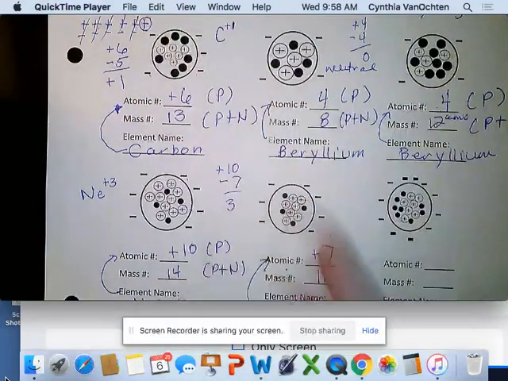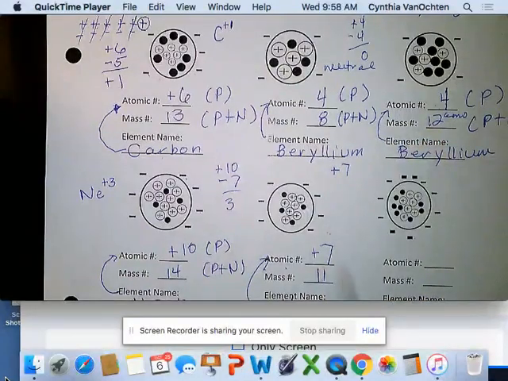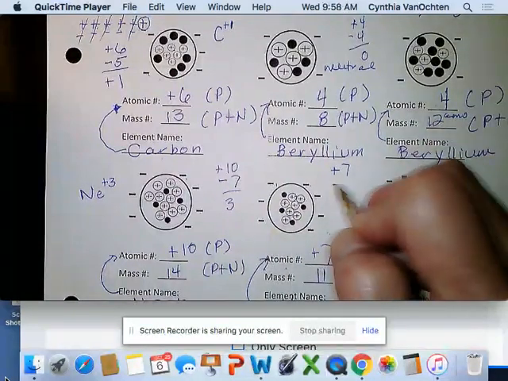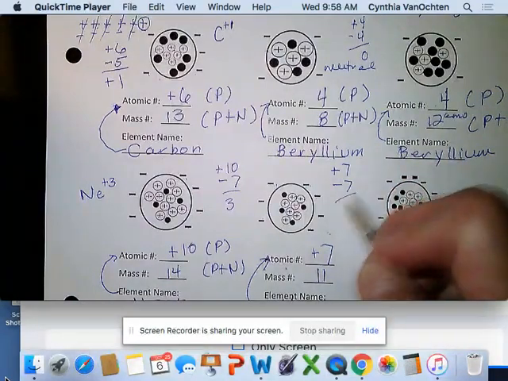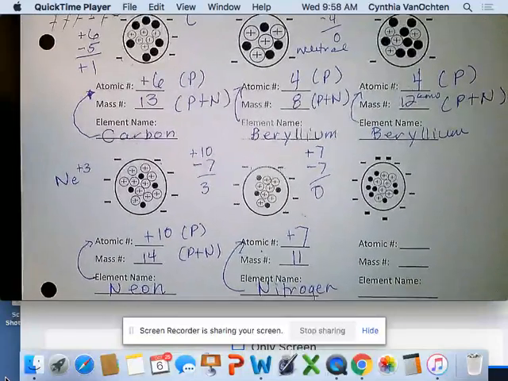Then how many positives does it have, Jordan? 7. And how many negatives does it have? Look right here, kiddo. 7. So does it have a charge on it? No, it's neutral. Okay? Chris, how about the next one? What's the atomic number? What's the number of protons or positives? 7. Okay.